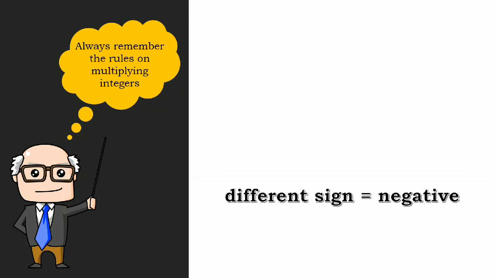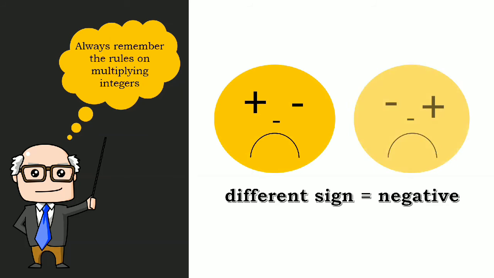Our second rule. Different sign, negative. Ito po yung illustration. Malungkot siya kasi negative. Kasi nga, positive yung isa, negative yung isa, our answer will be negative. Negative yung isa, mamultiply natin kay positive, ang answer natin ay dapat negative.